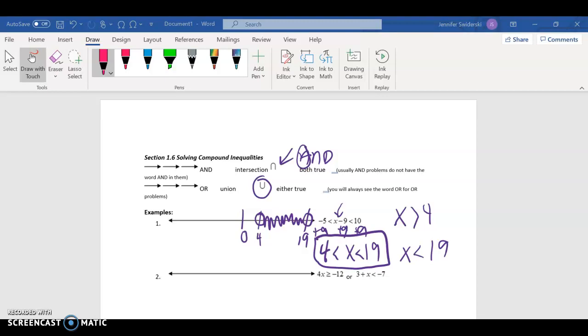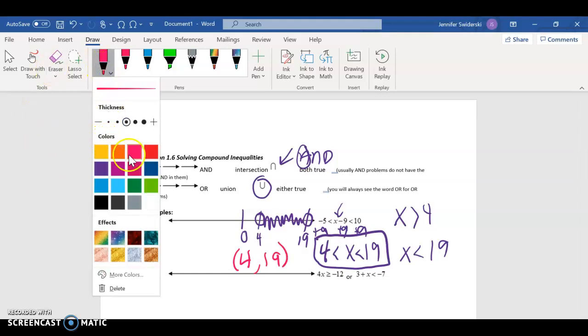Now we just have to do interval notation. The smallest number it can be is going to be 4. It does not hit because it's an open circle. The largest the number can be would be 19, and it's also a parenthesis because it does not hit 19. All right, so 4 comma 19.